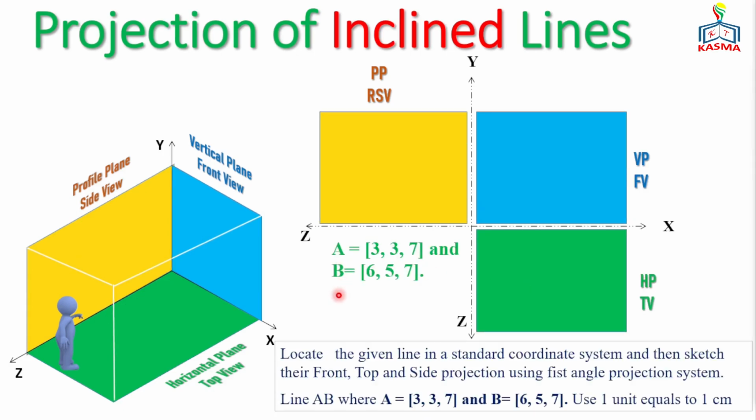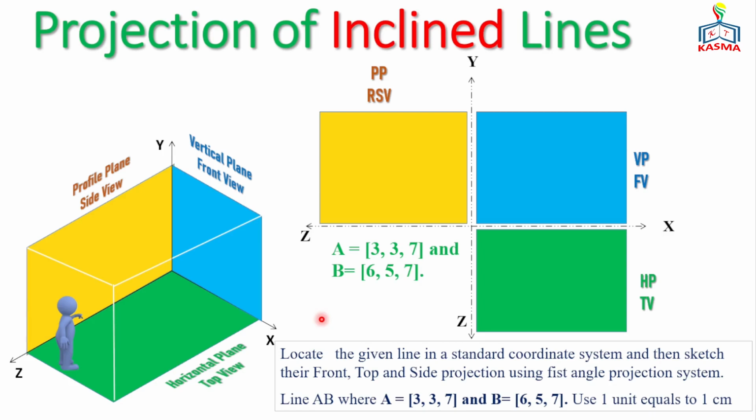In this video, I will show you one example related to the projections of an inclined line. For example, the question is: locate the given line in a standard coordinate system and sketch its front, top, and side projections using the first angle projection system. The line AB is given with coordinates A (3, 3, 7) and B (6, 5, 7). The X, Y, and Z coordinates are given, and use 1 unit equals 1 centimeter. That means the unit is centimeters.